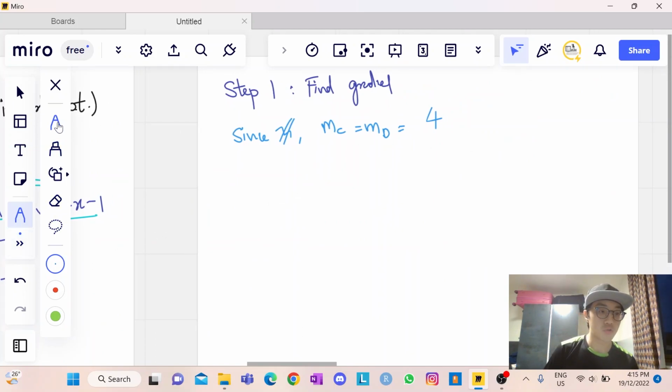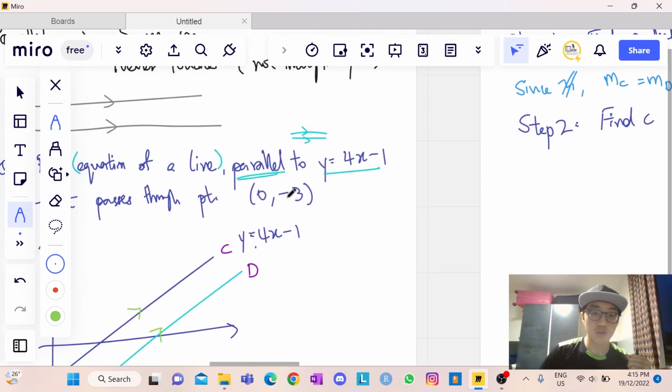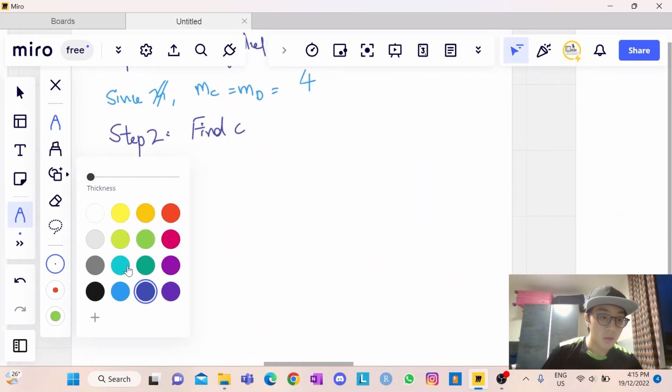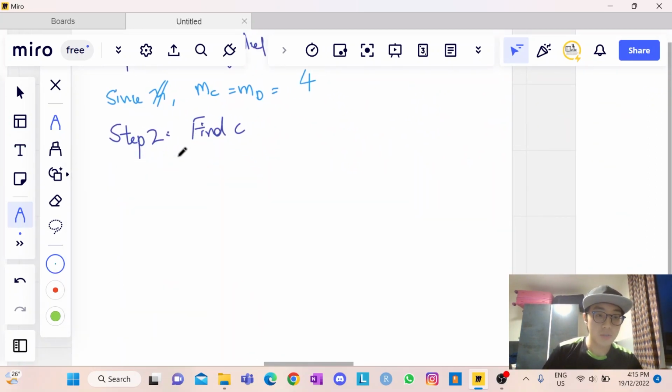Step number 2, find c. In this case, it's easy because they told you the point it passes through is 0 and negative 3. So you can instantly know that c is equal to negative 3. But for video purposes, we're going to be proving it step by step so that you can see how to look for c in other cases where the y-intercept is not given.